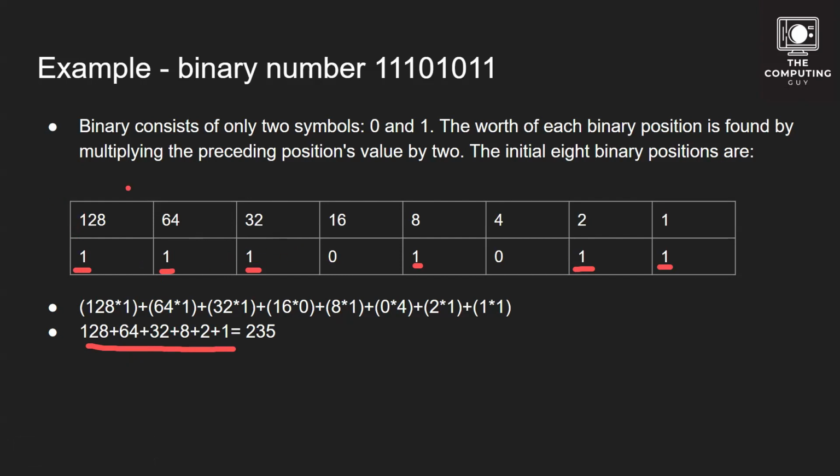So remember the steps. You fill out the table. You underline all the ones or highlight all the ones, whichever one works for you. Times the ones by their corresponding placeholder values, and then add up all your numbers.